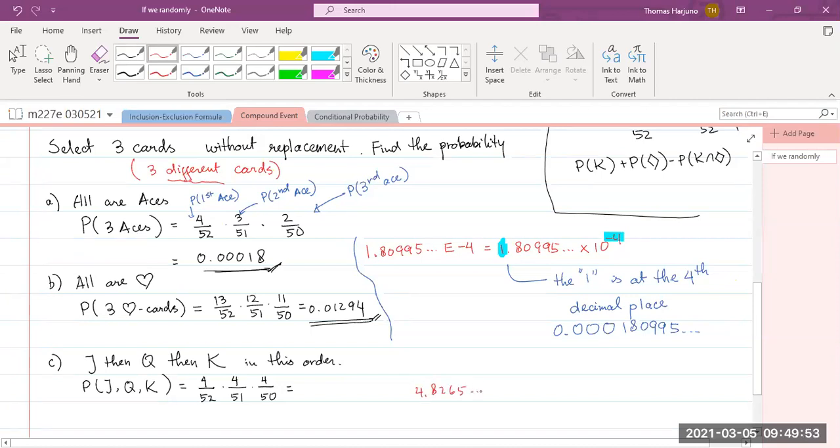4.8265 and so on, e to the negative 4, which is 4.8265 times 10 to the negative 4, which means this 4 here starts at the 4th decimal place. That will be 0.0004 8265: 1 decimal place, 2 decimal place, 3 decimal place, 4, 8.